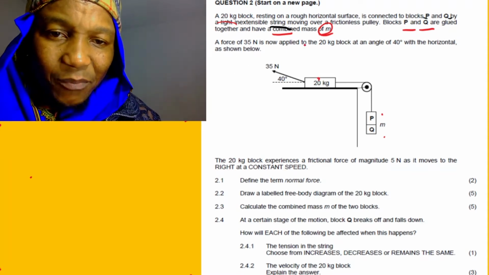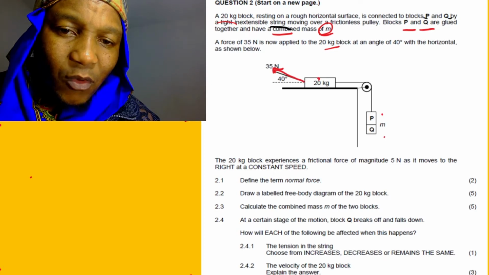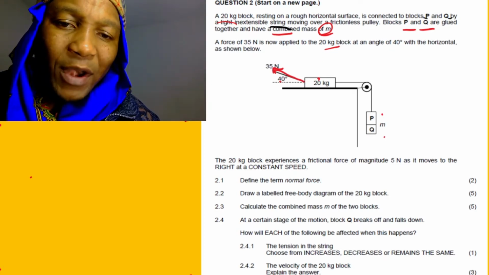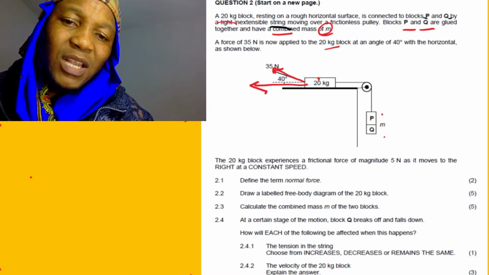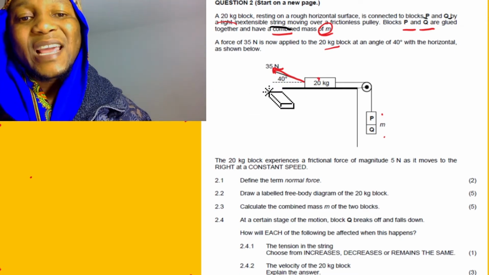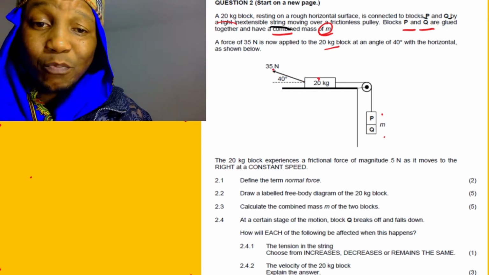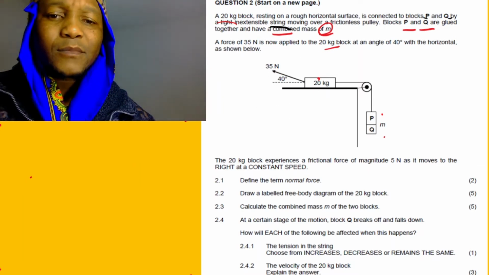Now they say the 20 kilogram is applied this force today. We pull with 35 on this 20 kilogram at an angle of 40. On the angle 40 means they did not pull it horizontally, they just put it at a certain inclination, maybe because it was falling so hard. So they say we need to pull it with 35 Newton. Now, what do they want?